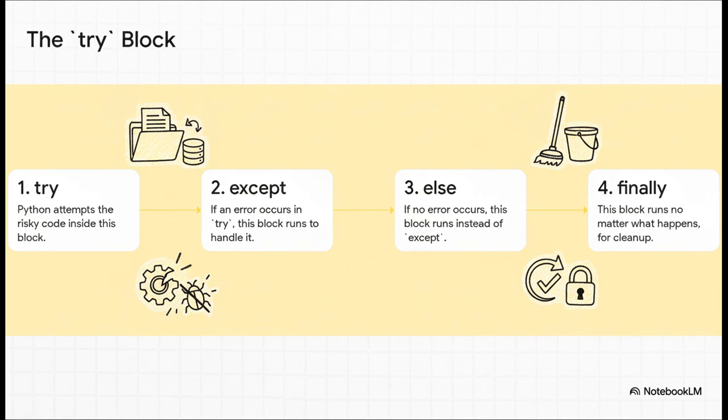Here's the game plan. You put your risky code, the stuff that might fail, inside the try block. If an error happens, the program doesn't crash. Instead, it jumps to the except block, where you can handle the problem gracefully. You can even add an else block for code that only runs on success and a finally block for any cleanup that must run no matter what. This gives you complete control.